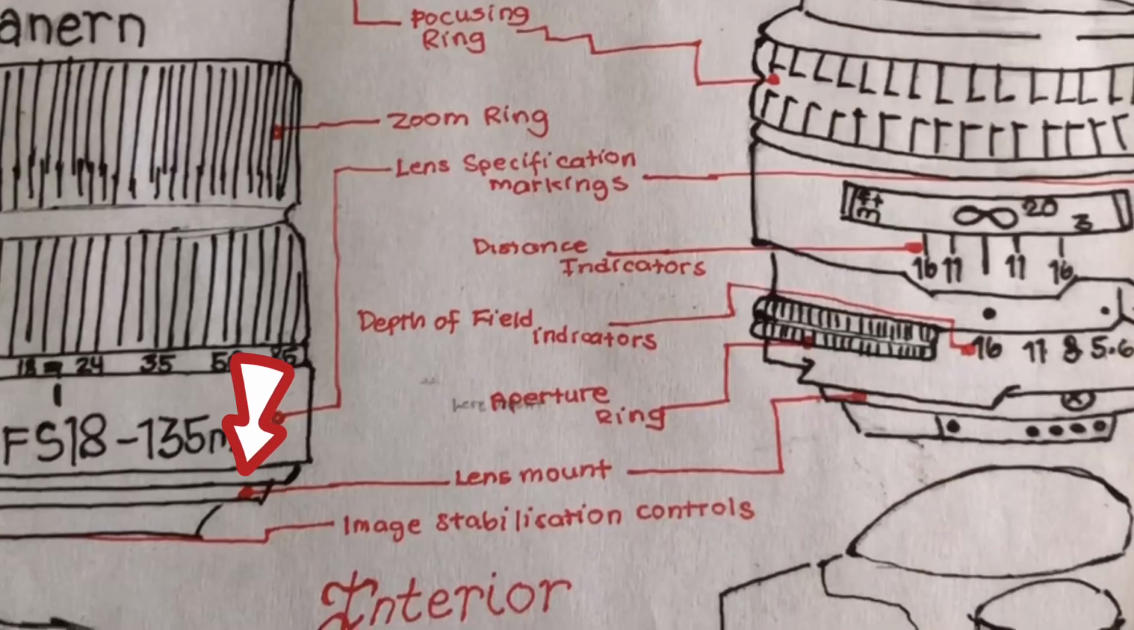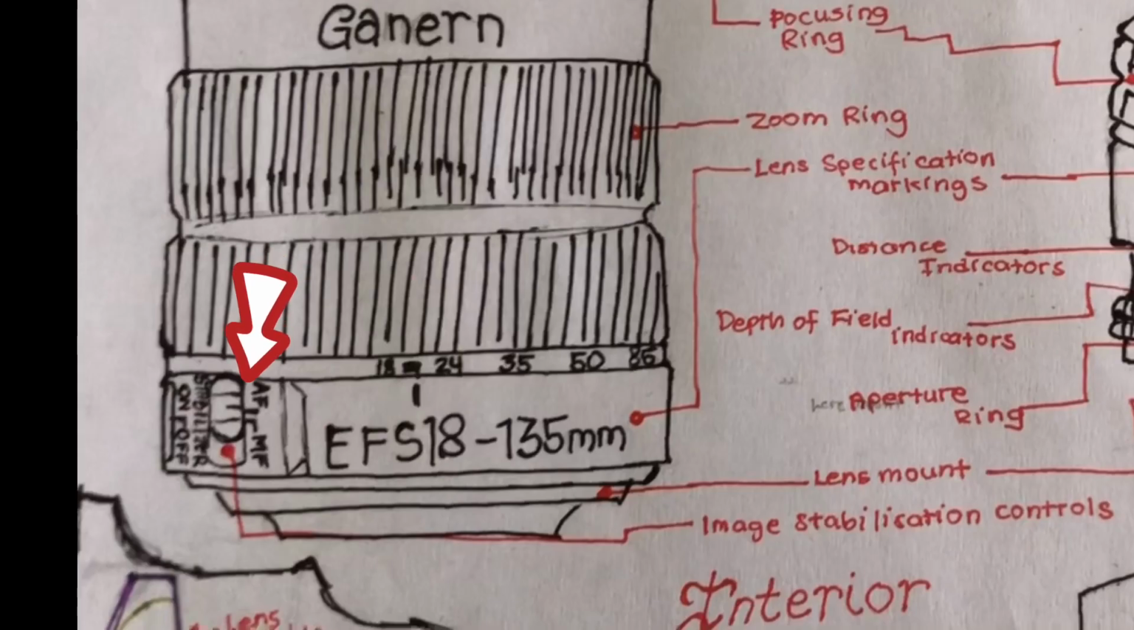The lens mount is a mechanical interface that allows lenses to be interchanged. Lastly, the image stabilization controls reduce blurring associated with the motion of a camera during exposure.